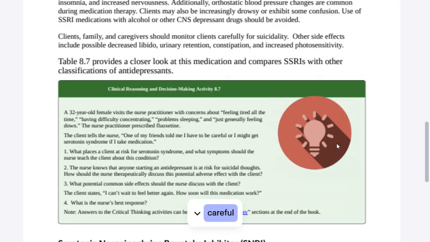Clients should be careful to take medications as directed. The dose should be tapered prior to discontinuation. Clients may also be increasingly drowsy or dizzy. Use of SNRI medications with alcohol or other CNS depressant drugs should be avoided. Clients, family, and caregivers should monitor clients carefully for suicidality. Table 8.7 provides a closer look at this medication and compares SSRIs with other classifications of antidepressants.